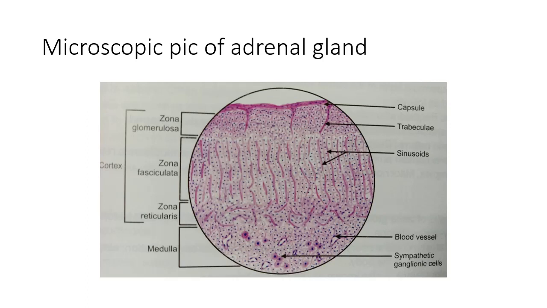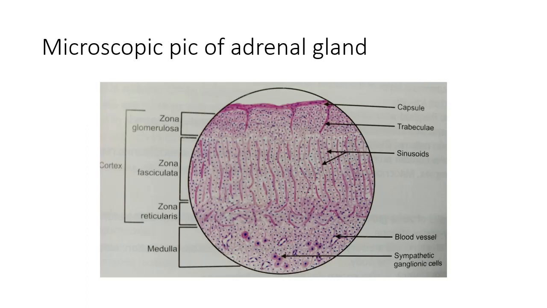This is another diagram. In this way you have to draw. Please, when you are drawing these diagrams, in between the areas you will have to draw the fenestrated capillaries or the sinusoidal capillaries. First of all, there is the capsule, which is sending in septa or trabeculae. You will have to draw a blood vessel in it also, and the arrangement of the cells and the darkly staining eosinophilic staining of the pyramidal shaped cells in the zona glomerulosa.